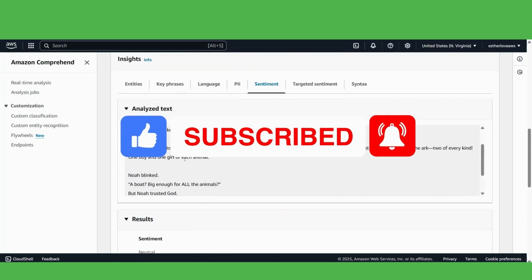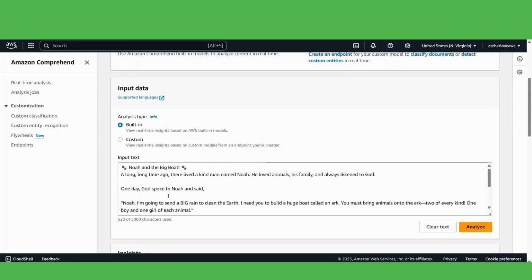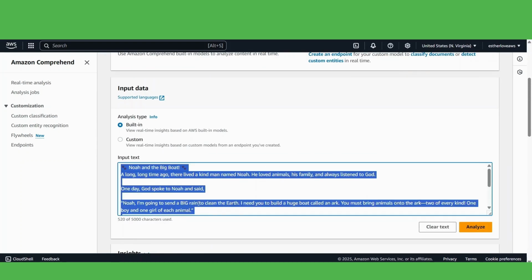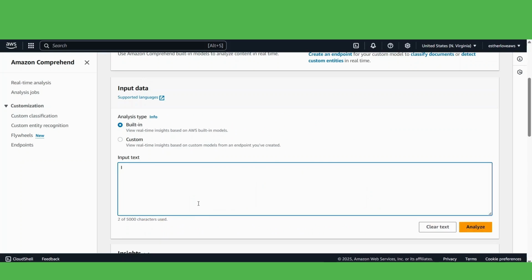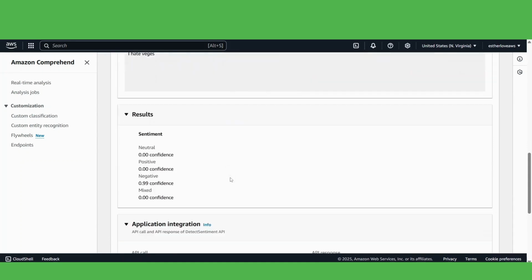Now, why don't I change this to something negative? Okay, and I'll show you what it looks like. I hate veggies. Okay, eat your veggies. This is just for testing. Analyze. All right, look, the sentiment is immediately 99% negative.